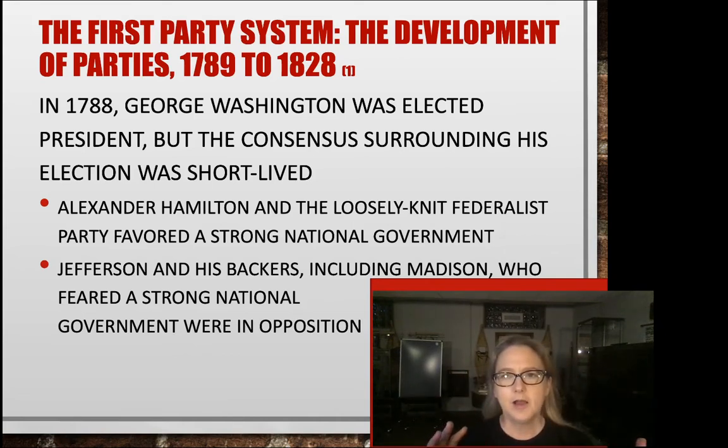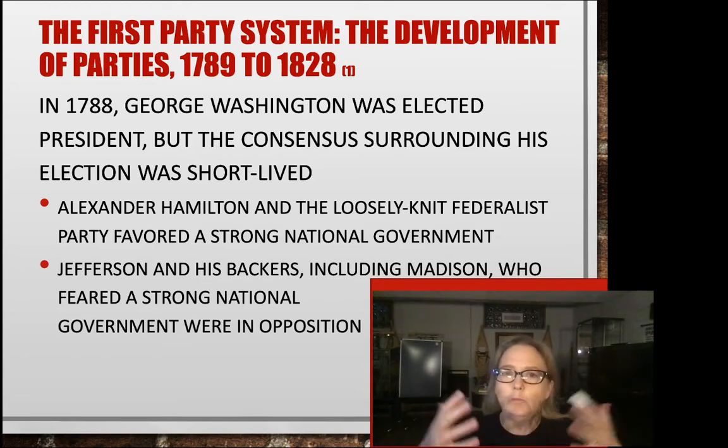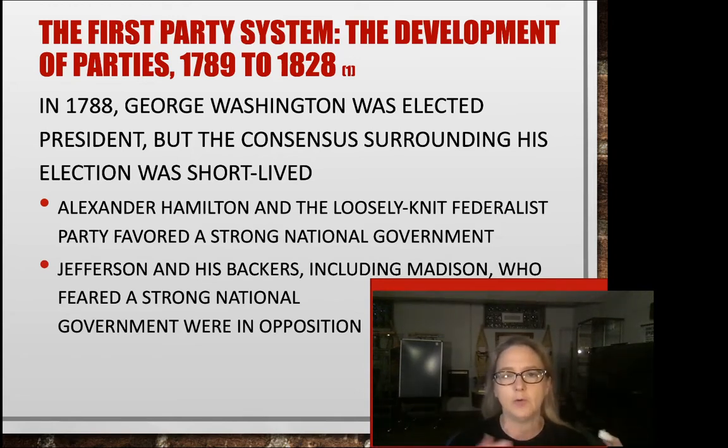Hamilton and others who had been Federalists favored more strength in the national government. Jefferson and his backers were still leery. Madison had favored the Constitution. He thought that we needed something stronger than the Articles of Confederation, but still was leery of centralized power and wanted to keep more power for the states. So Jefferson, Madison, and their backers were in opposition, and eventually they came to be known as the Democratic Republicans, or sometimes the Jeffersonian Republicans, to distinguish them from modern-day Republicans. So you have the Federalists on one side and the Jeffersonian Republicans, or the Democratic Republicans, on the other.